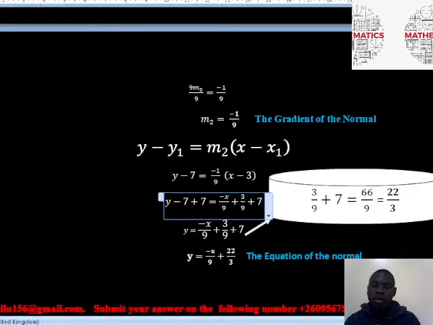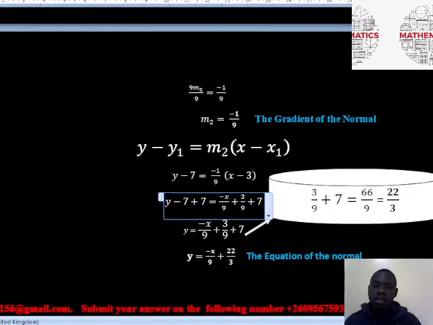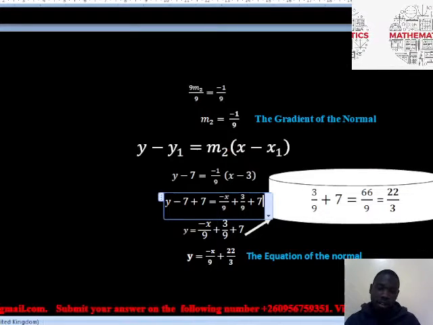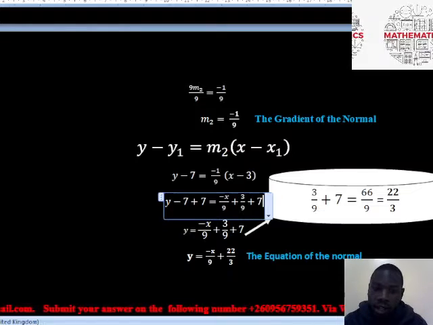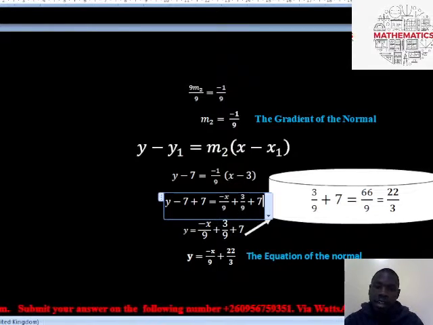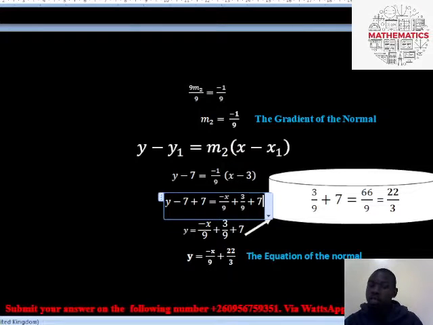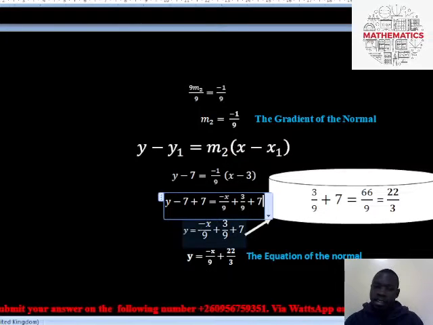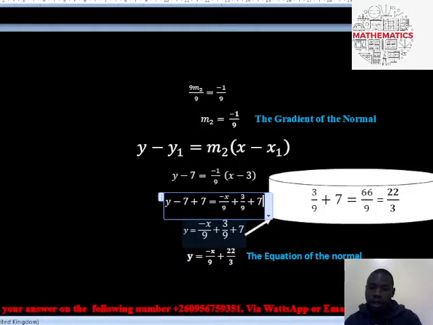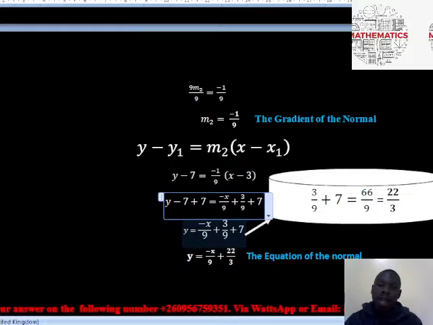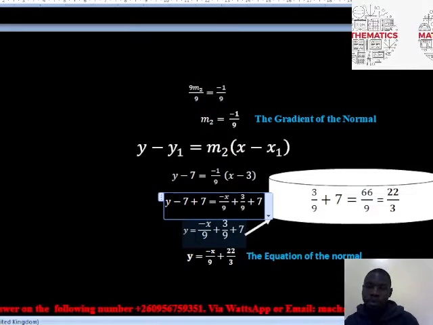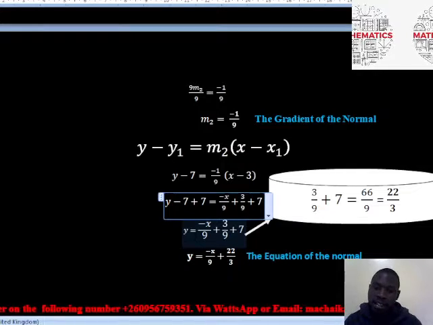So why are we doing so? We are doing so that we get rid of the negative 7 on that side of the equation. So here we say negative 7 plus 7 gives us 0. Hence, y equals negative x over 9 plus 3 over 9 plus that 7 which we've just added. So that is how you apply additive inverse.